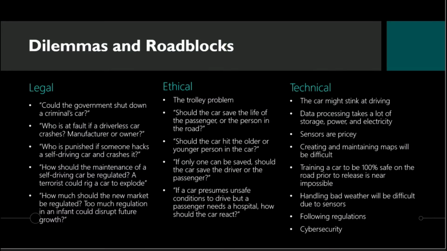So some of these dilemmas, issues, and roadblocks. Some legal issues include, could the government shut down a criminal's car? And who is at fault if a driverless car crashes, manufacturer or owner? Some ethical dilemmas include the infamous trolley problem, and should the car hit the older or youngest person? And some technical roadblocks are data processing takes a lot of storage power and electricity, sensors are pricey, and handling bad weather will be difficult.